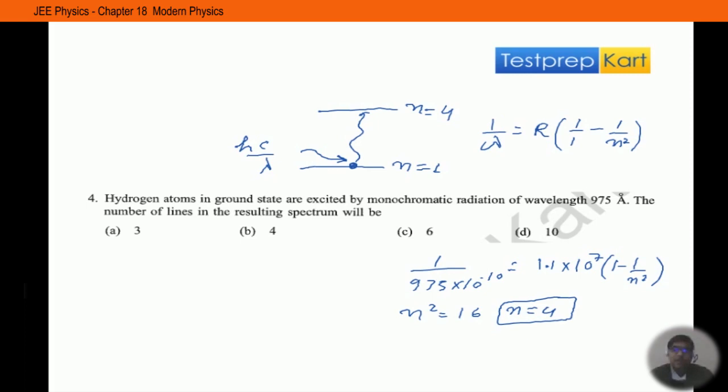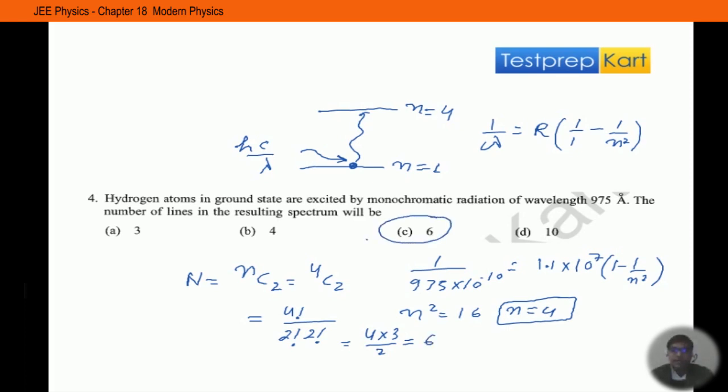Now the question is, the number of resulting spectrum lines will be. Whenever an absorption or an emission takes place, the transition takes place between two levels. Finally we are getting the final number of levels as 4. So the number of spectral lines would be the combination of 2, that can be written as nC2. So for this case it is 4C2, which is factorial 4 upon factorial 2 and factorial 4 minus 2, that is of course factorial 2. So from here we'll get 4 into 3 divided by 2, that is equal to 6. It means there will be 6 resulting spectral lines. So choice C is correct.